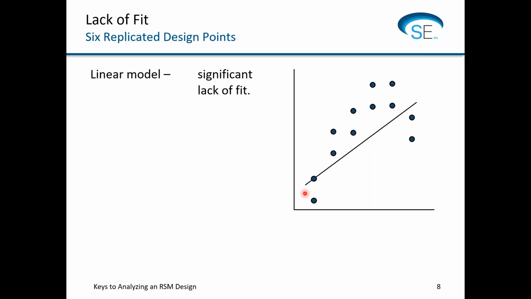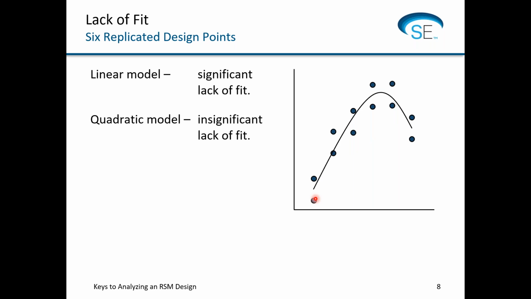Now, you can see visually how much this linear model is not fitting the data. There is significant lack of fit here. You don't even have to do a test. You can just look at this and see that the data is definitely not fitting that model. If we fit a quadratic model to this, we're going to end up getting insignificant lack of fit. You can see now how nicely that model fits the data.